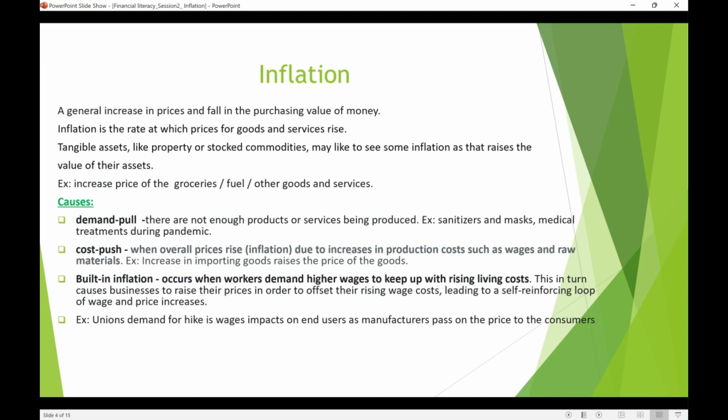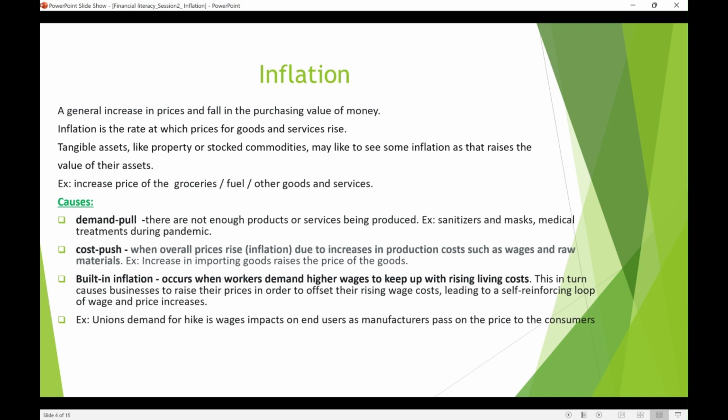There's not much supply, and demand is high for the products. For instance, in pandemic time, we didn't have enough sanitizers, the supply was low, and the price of sanitizer went up. A small 30 ml bottle that cost $1 was nearly $5 to $10, depending on where you bought it and in which country. That's a demand pull example.